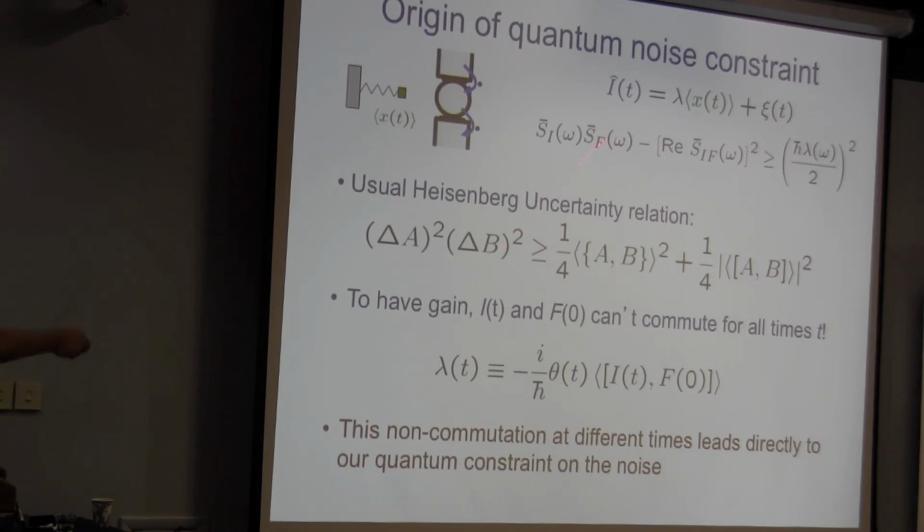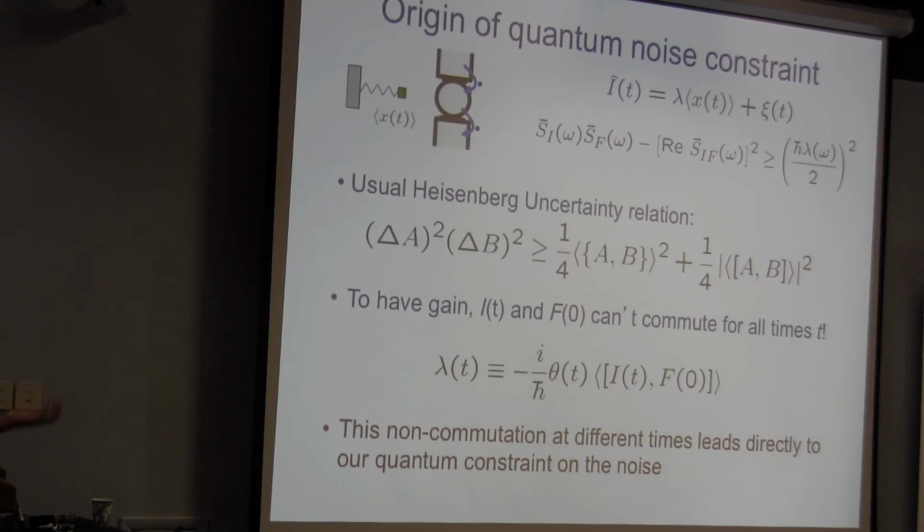The answer you get is that the response coefficient involves the commutator of these two operators: the thing we're measuring, the Ohmsdale current in our case, and the thing my signal is coupling to, the photon number operator in our case, the back action operator. So if I want some response, these two things can't commute at all times.